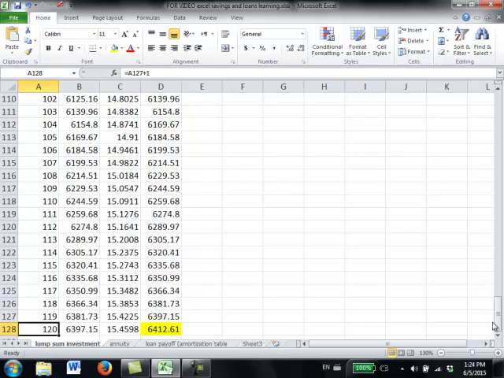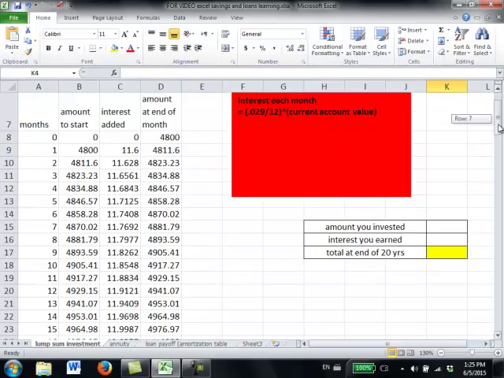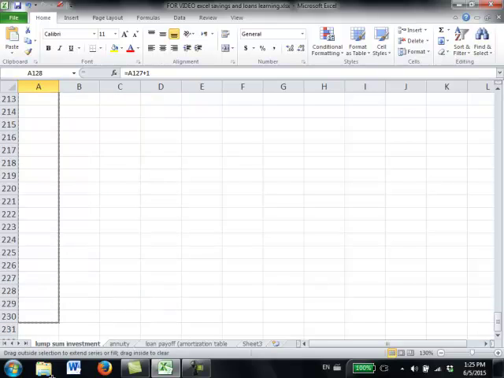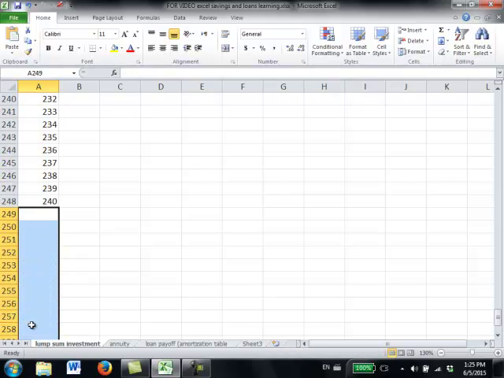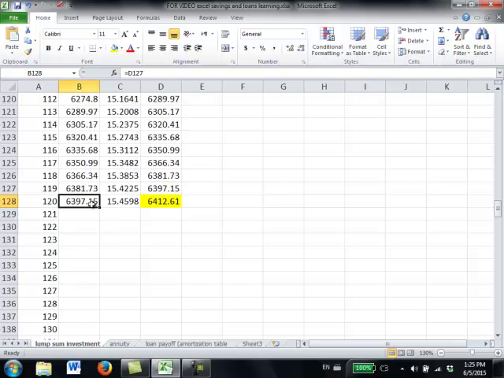This is at the beginning of the problem to calculate how much would be in the account after 20 years. So 20 years is equal to 12 months per year times 20 years. That's 240 months. So I'm going to drag this all the way down to 240 months. So instead of 120, I'm dragging it down to 240 months. That's 20 years, and I'm going to do the same thing here with all the rest of my formulas.